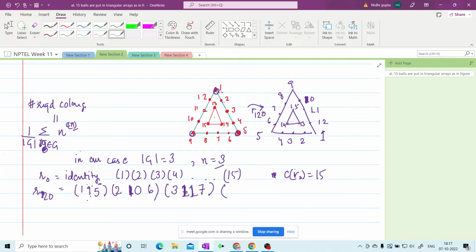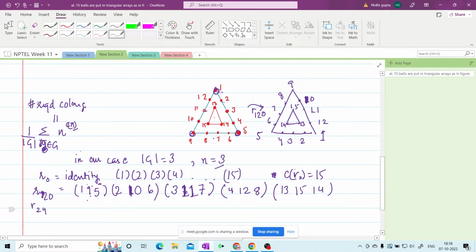Now we have 4. 4 goes to 12. 12 goes to 8. And 8 is again going to 4. And then the rest, we have 13 goes to 15 and 14. And R240 will be just the inverse of this. So the inverse will be 1, 5, 9, 2, 6, 10. That is, we rotate it once more by 120 degrees, or we rotate the original figure by 240 degrees.